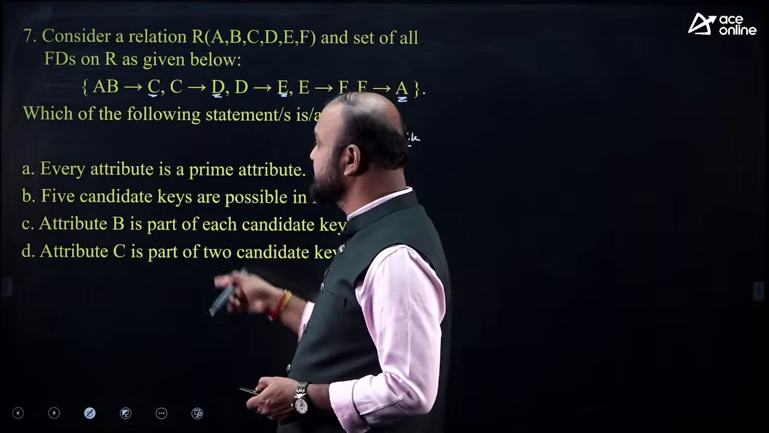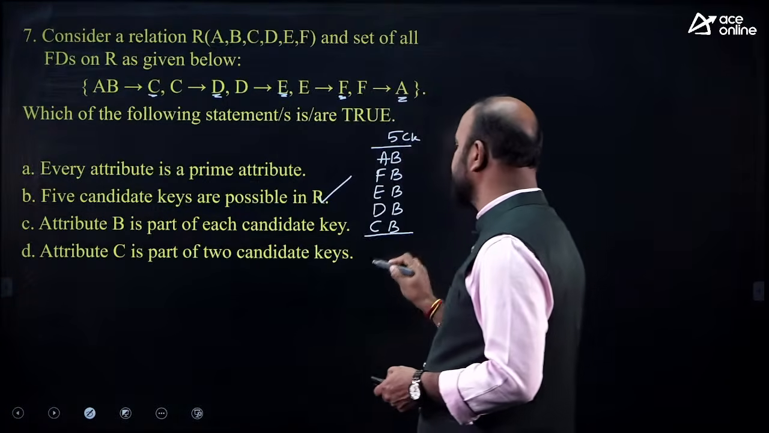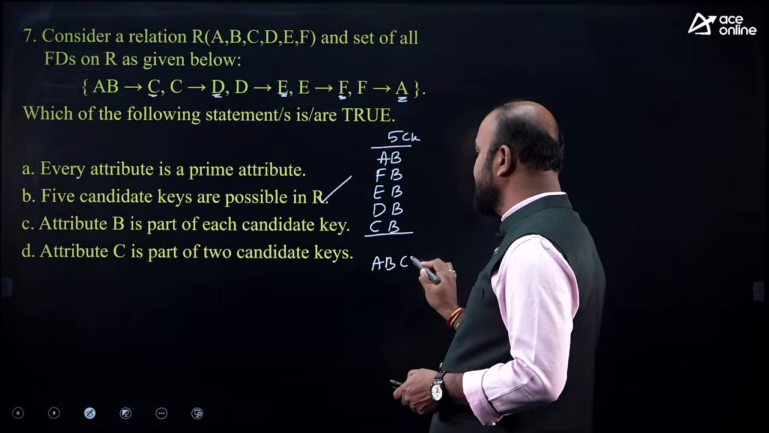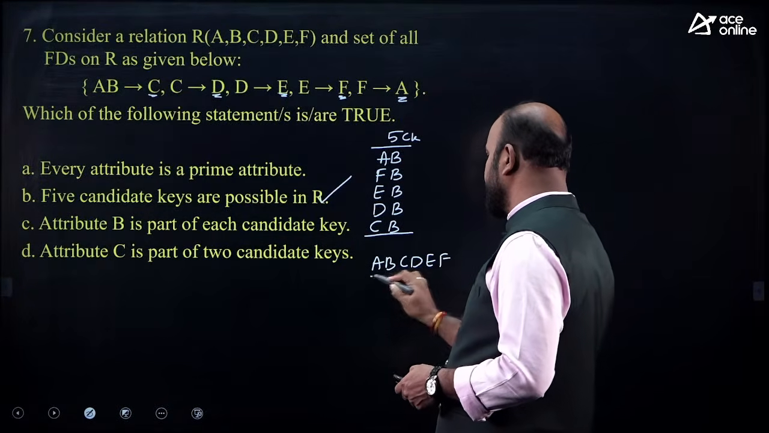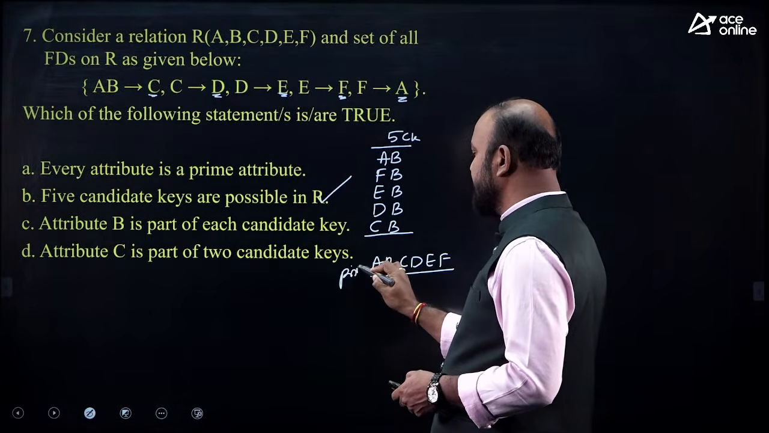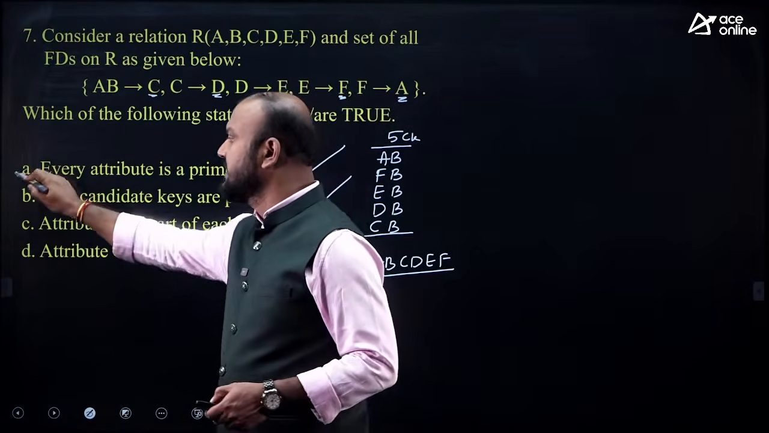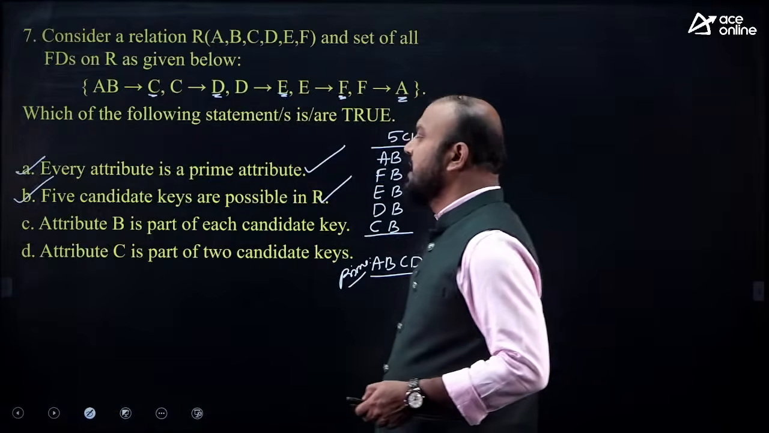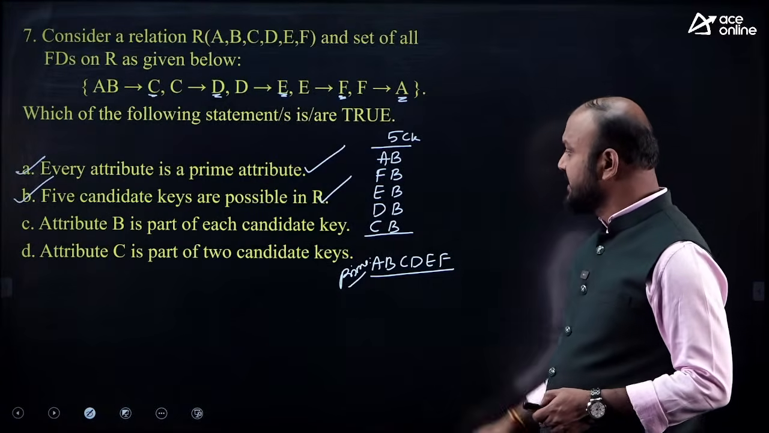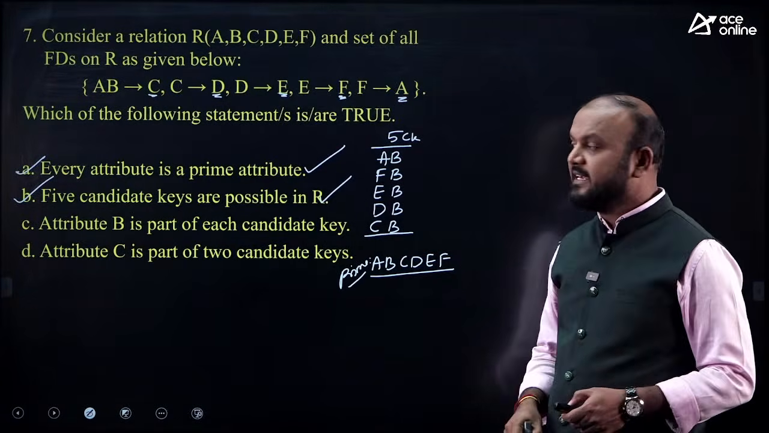So 5 candidate keys. Every attribute is a prime attribute. What are the prime attributes? A, B, C, D, E, F, all are prime attributes. What is a prime attribute? Attributes of a candidate key are called prime attributes. Okay, perfect, this is also correct. Attribute B is part of each candidate key is also correct. B is there in every candidate key. Excellent.